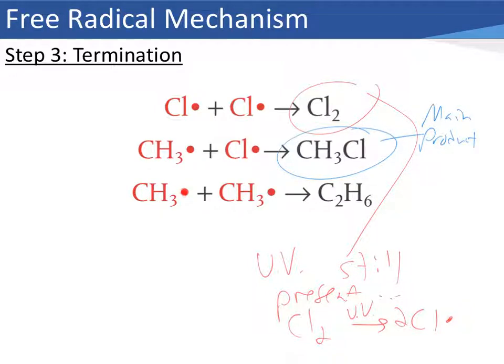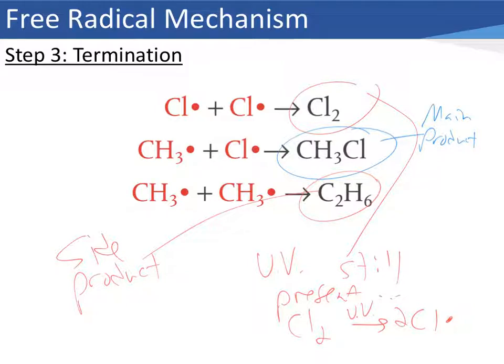If a methyl radical happens to bump into another methyl radical with the proper orientation, it might make ethane. Ethane is a side product. So again, it's a little bit of a messy reaction. The concentration of methyl radicals will likely be relatively small, but the possibility exists that it will make a side product.